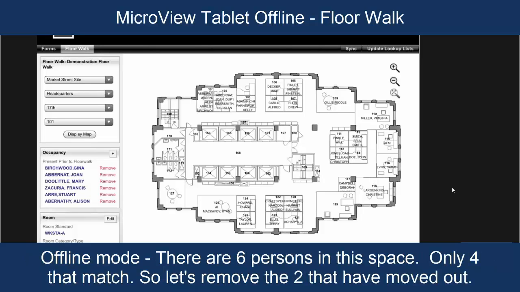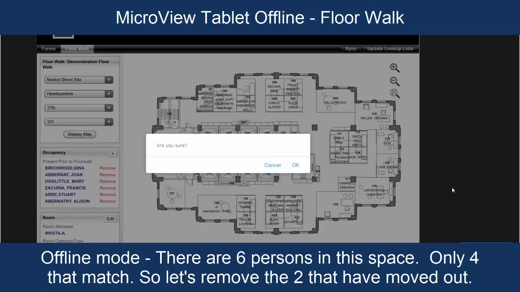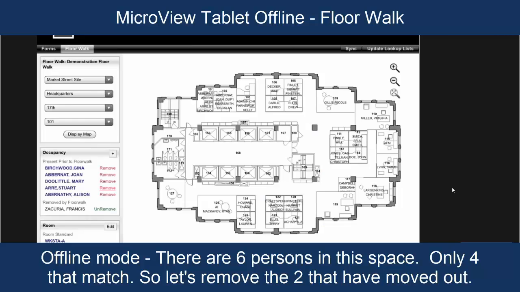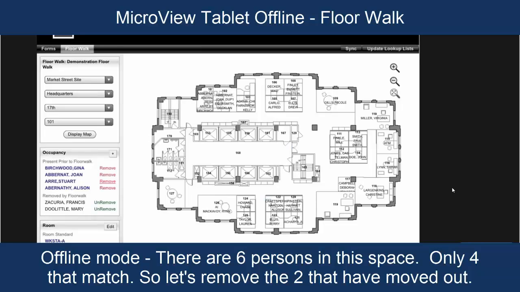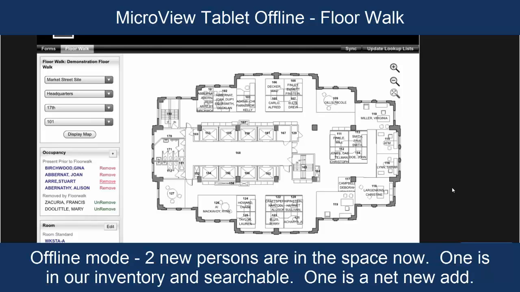In this case, we've got 6 people showing as physically sitting in the space, but if our physical inspection of that space reveals that there are only 4 of those people that are still there, we can remove some of those folks that aren't sitting there from the space. So if we decide that Francis Zachariah and Mary Doolittle are not in fact sitting in the space, we'll go ahead and mark them as removed. It's real easy to put them back. You just click the unremove link.